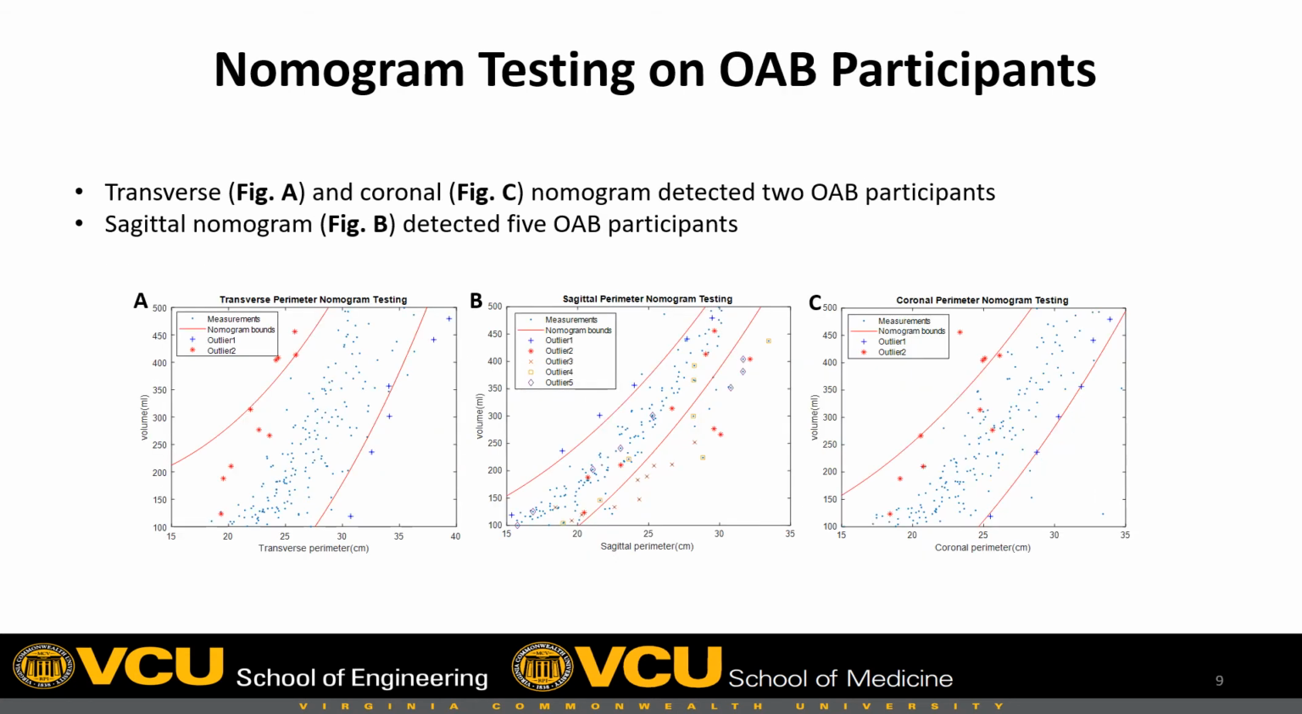For the nomogram testing, the transverse and coronal nomogram detected 2 OAB participants, in which one is detected as having larger transverse and coronal parameter, and another is detected as having smaller transverse and coronal parameter. The sagittal nomogram detected 5 out of 24 OAB participants.